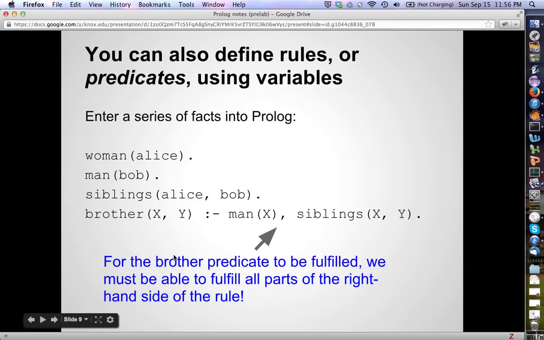Now, for the brother predicate to be fulfilled, we have to be able to fulfill all parts of the right-hand side with essentially a rule that involves a predicate and only atoms. So we're hoping to sort of take stuff like this and start plugging it in over here and see if this ends up being true.